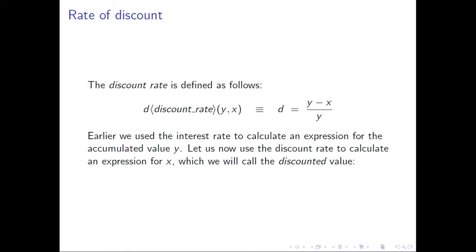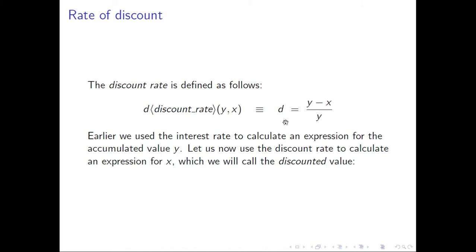Next, let's take a look at the discount rate. Let D be the discount rate, then the discount rate is related to Y and X by the expression D is equal to Y minus X over Y. If you can remember the interest rate, then you'll realize that was Y minus X over X. So you can see the difference.